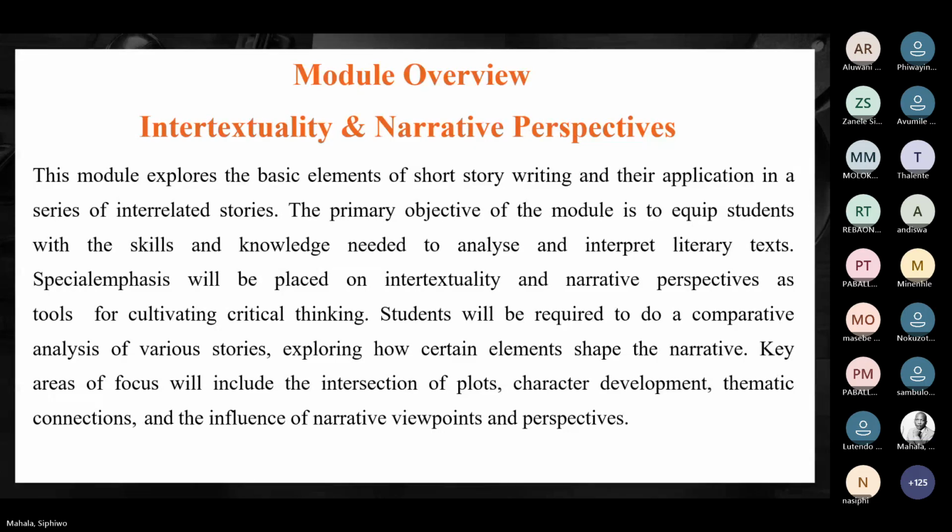By the end of this module, we want you to be able to do comparative analysis, in other words, comparing different stories. This will extend to different texts, different novels, and different kinds of writings that you can actually compare.